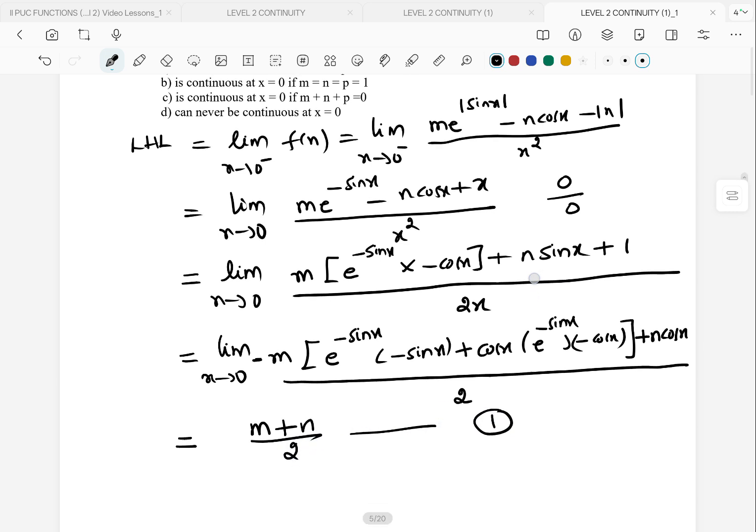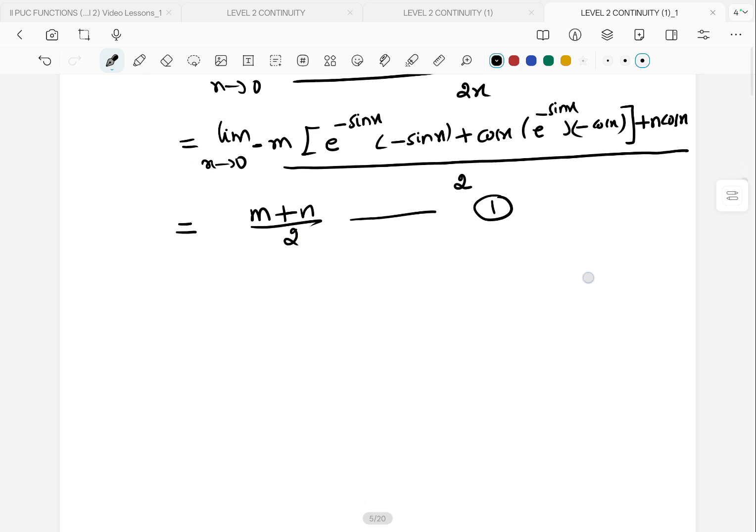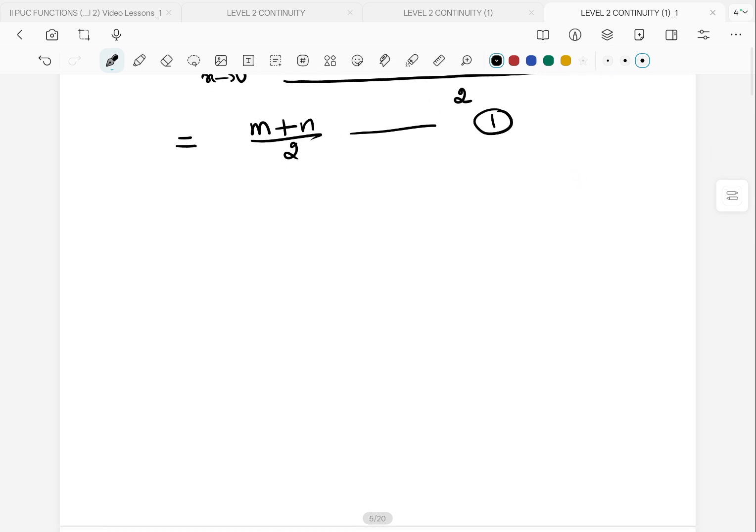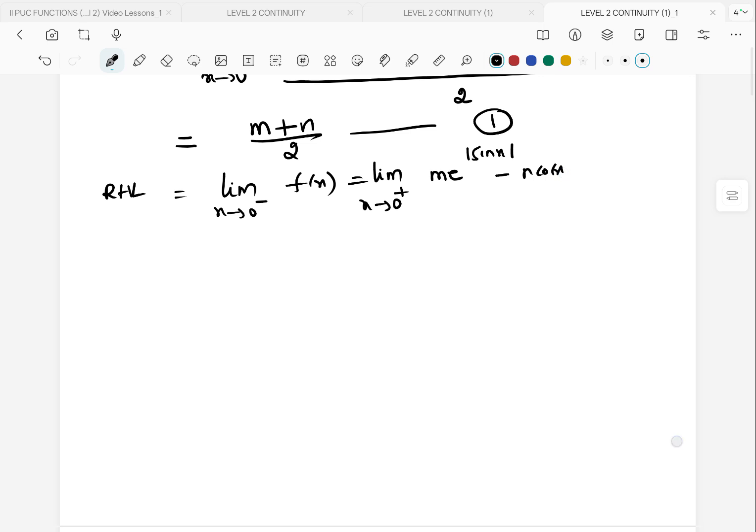So this is the left hand limit. Now coming to the right hand limit, limit x tends to 0 plus f of x, which is limit x tends to 0 plus, if you substitute the function, m e power mod sin x minus n cos x minus mod x by x squared.